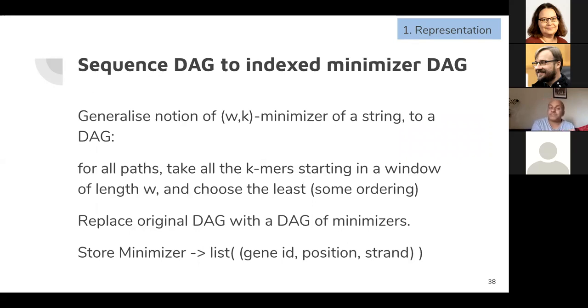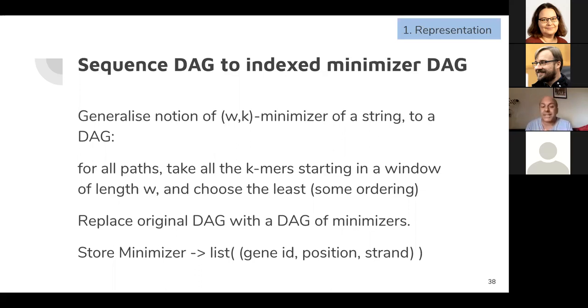Having done that, I've got a DAG, but I want to sparsify it slightly. So what we do is we generalize the notion of a WK minimizer of a string to a DAG. For all paths through this, we take all the k-mers starting in a given window of length W and choose the least under some ordering. That way you can replace the original DAG with a new DAG, but just of minimizers.